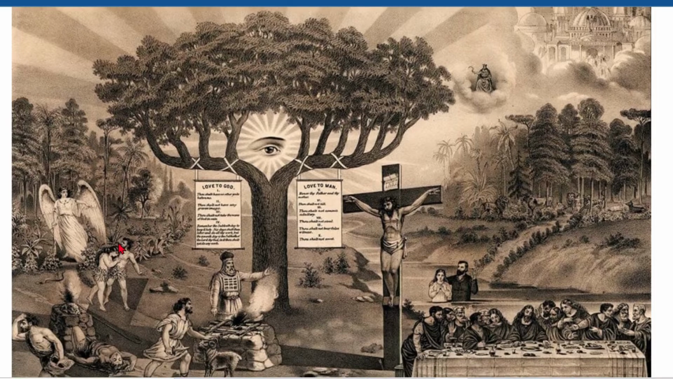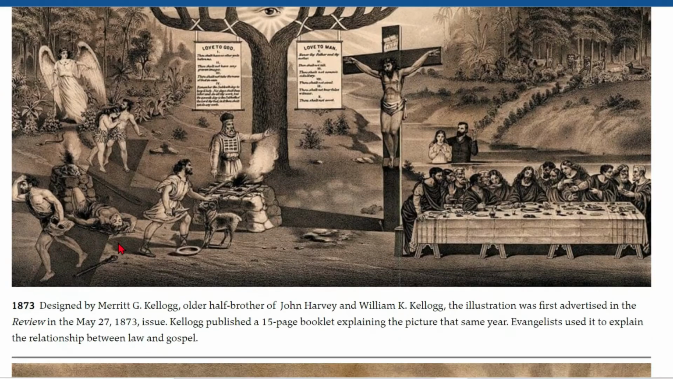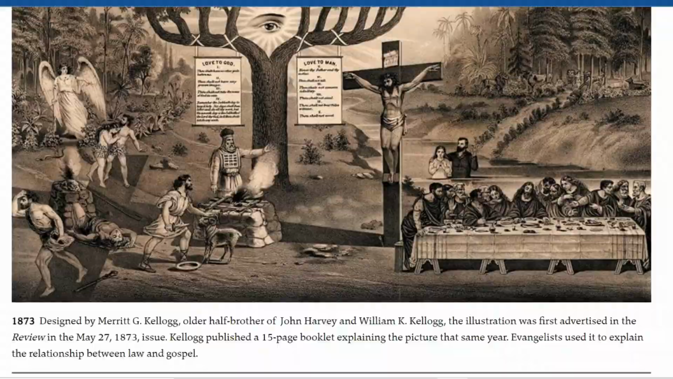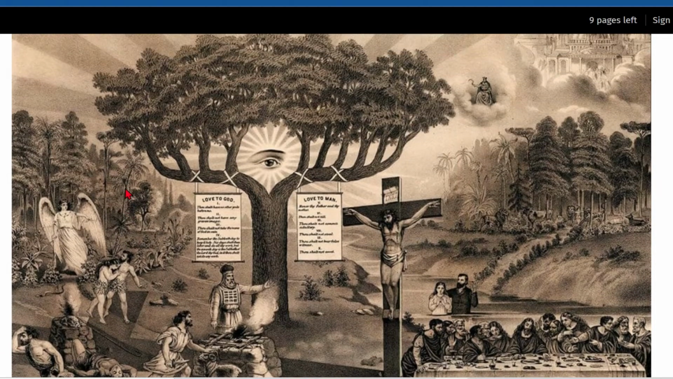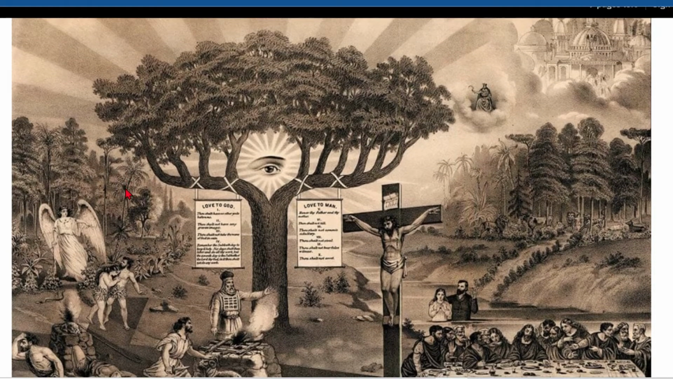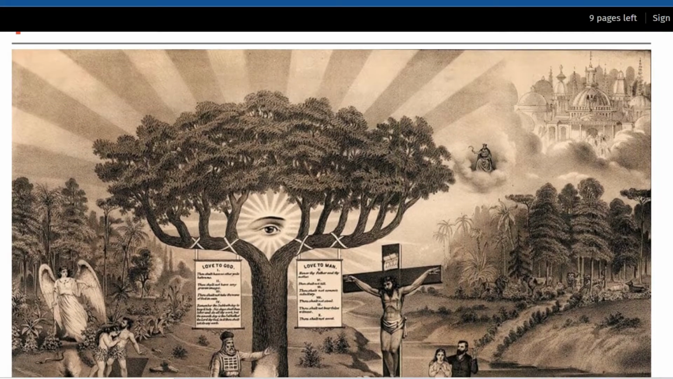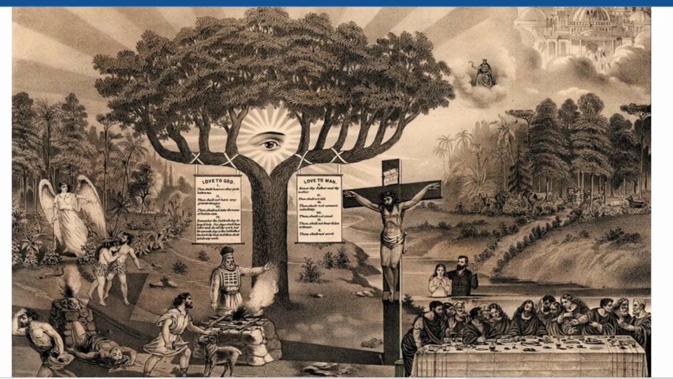So this was the very first picture right here. This one was shown to James White by Merritt G. Kellogg. This one says it was designed by that person, but there was another article that says it wasn't designed by him. He just showed it to James White. And James White thought this was so amazing. It showed the whole plan of salvation, which is exactly what I thought. I didn't realize there's all this stuff going on with this picture, but I seen it. I'm like, that's so beautiful.